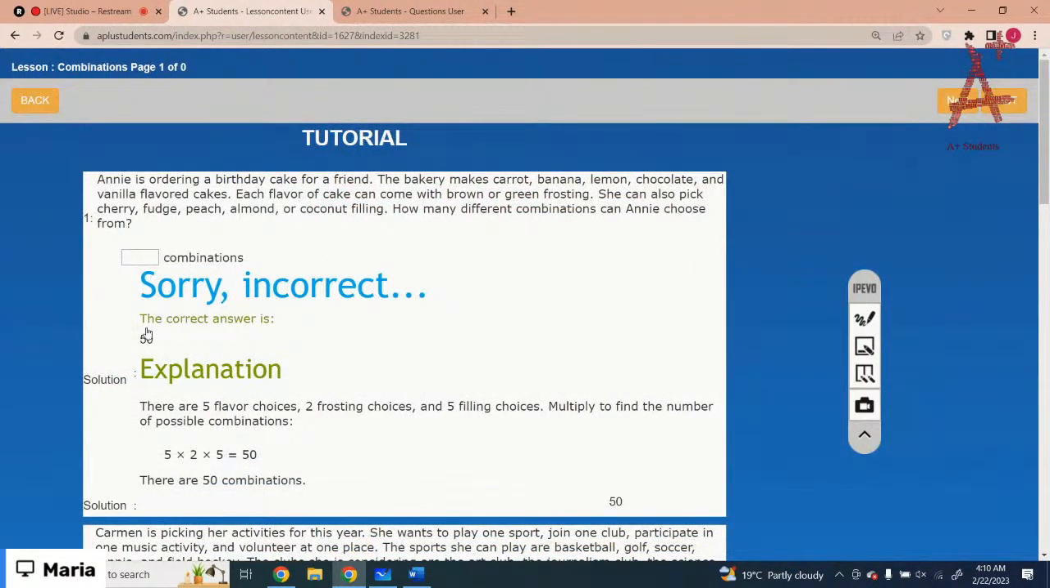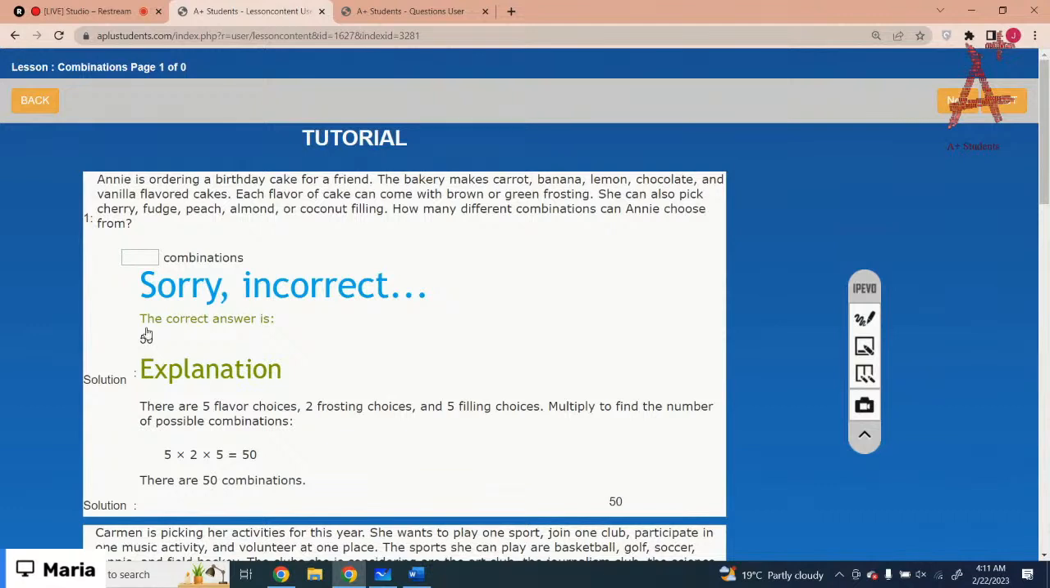Annie is ordering a birthday cake for a friend. The bakery makes carrots, bananas, lemon, chocolate, and vanilla flavored cake. Each flavor of cake can come with brown or green frosting. She can also pick cherry, fudge, peach, almond, and coconut filling. How many different combinations can Annie choose from?